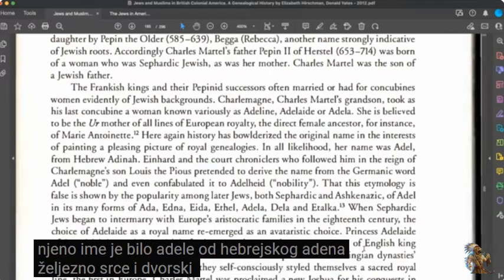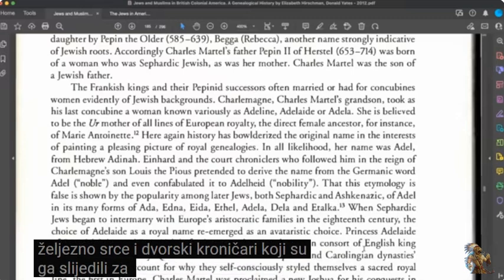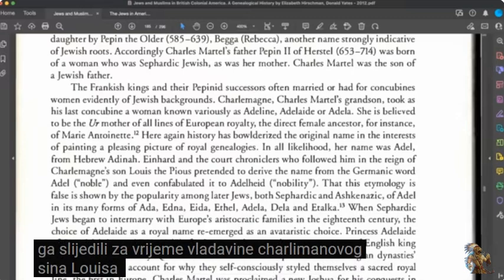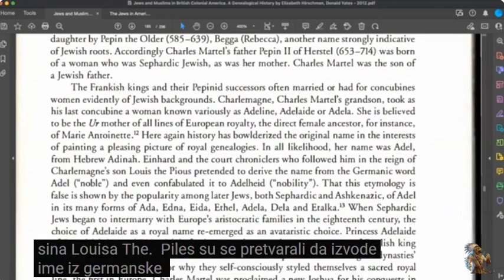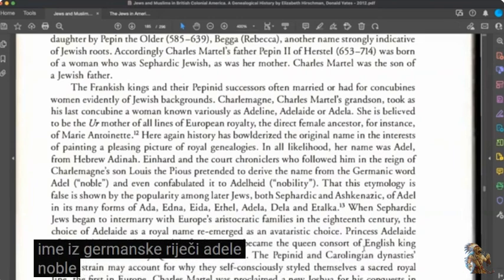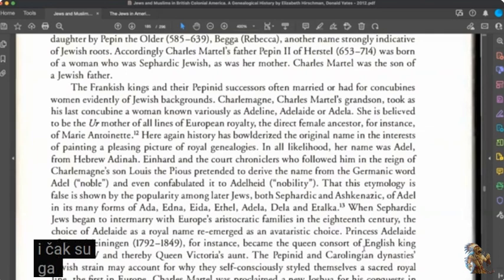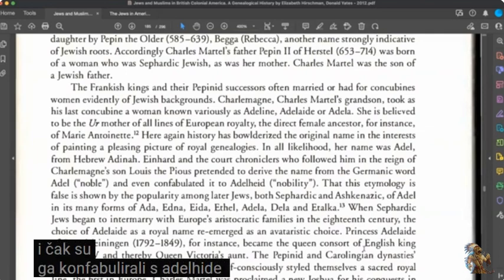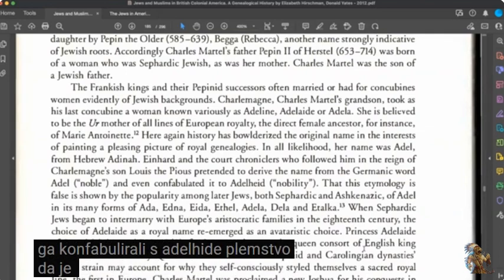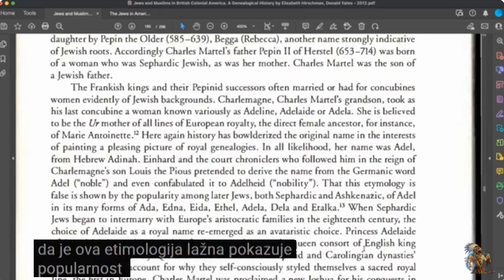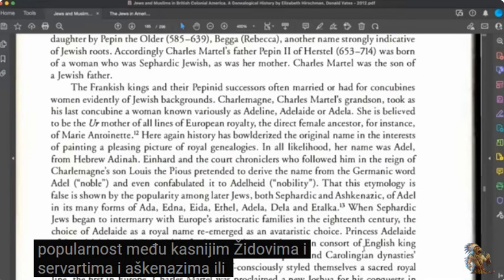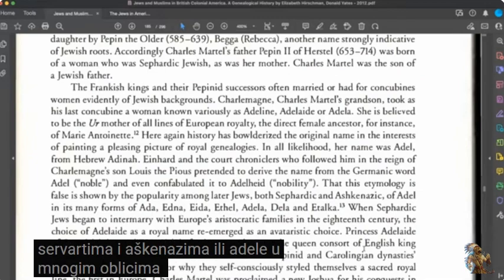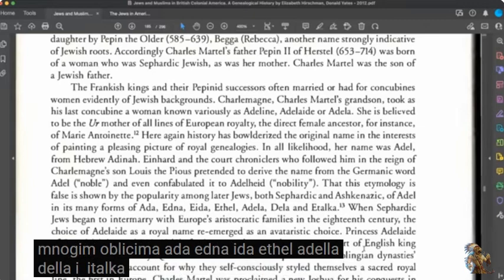Ironheart and the court chroniclers who followed him in the reign of Charlemagne's son Louis the Pious pretended to derive the name from the Germanic word Adel, noble, and even confabulated it to Adelheid, nobility. That this etymology is false is shown by the popularity among later Jews, both Sephardic and Ashkenazic, of Adel in its many forms of Ada, Edna, Ida, Ethel, Adela, Della, and Etalka.